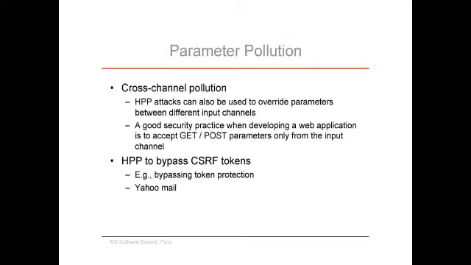For example, there can be cross-channel pollution attacks. So HPP attacks can also be used to override parameters between different input channels. So I might accept a certain parameter, and override a parameter that I don't have direct access to. So in the application, because of the application logic, I might just overwrite another parameter. A good security practice when developing web applications is to accept GET and POST parameters only from the input channel. But with cross-channel pollution, such protection techniques can be bypassed.